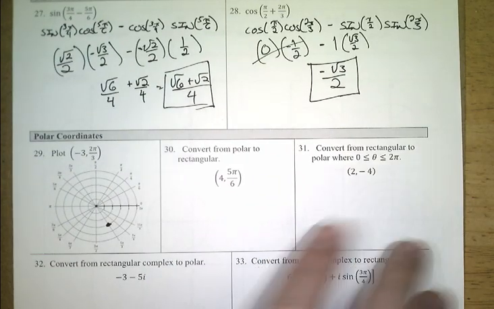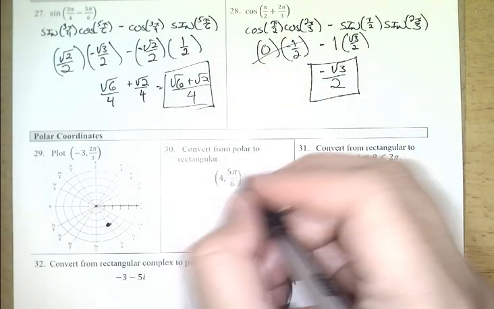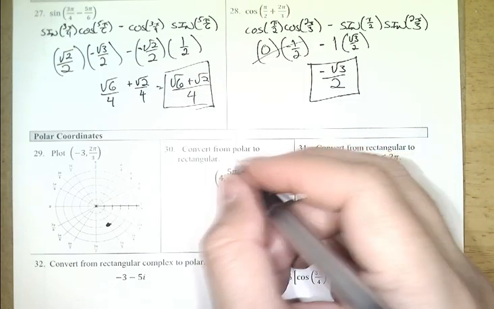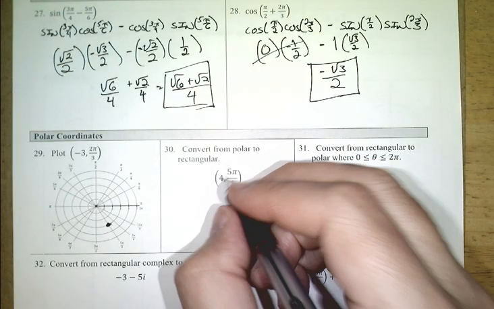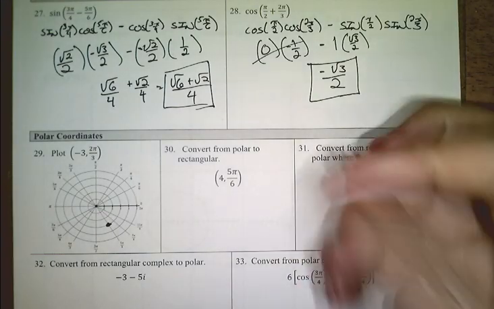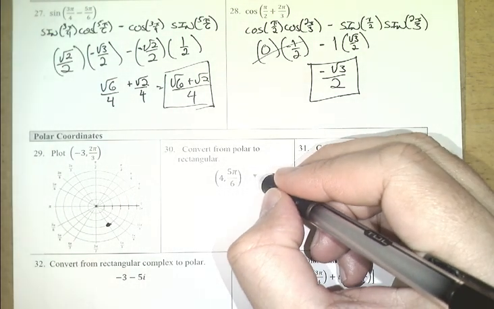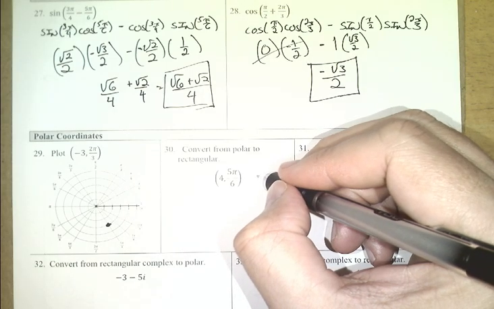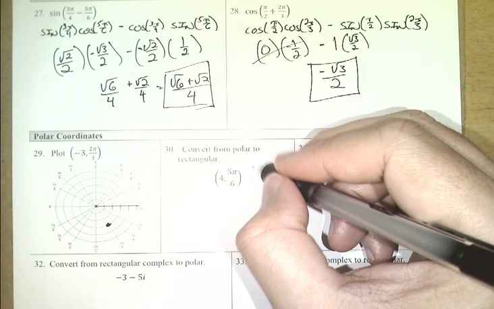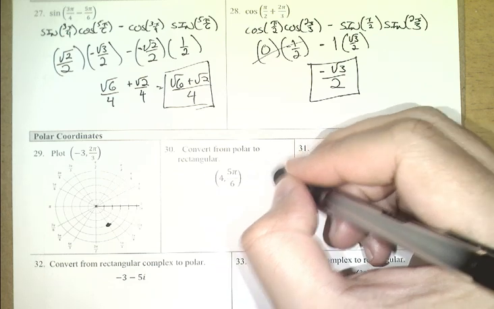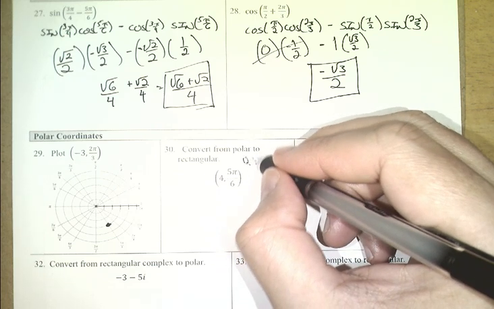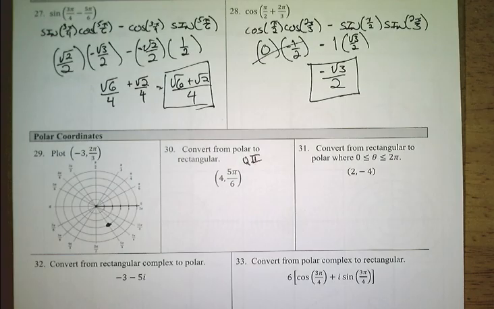Convert from polar to rectangular. So we need to figure out the x and y coordinates here. And we can draw this out real quick if we wanted to. So 5 pi over 6, that's going to be in quadrant 2.